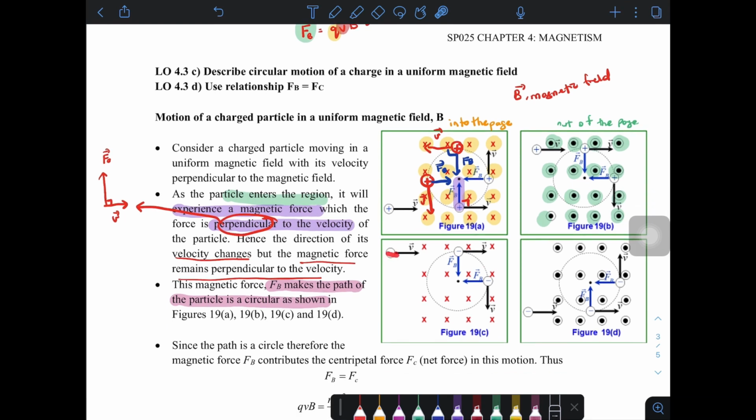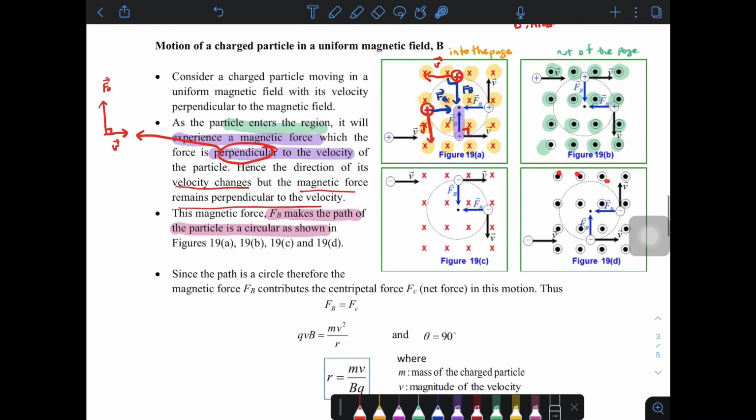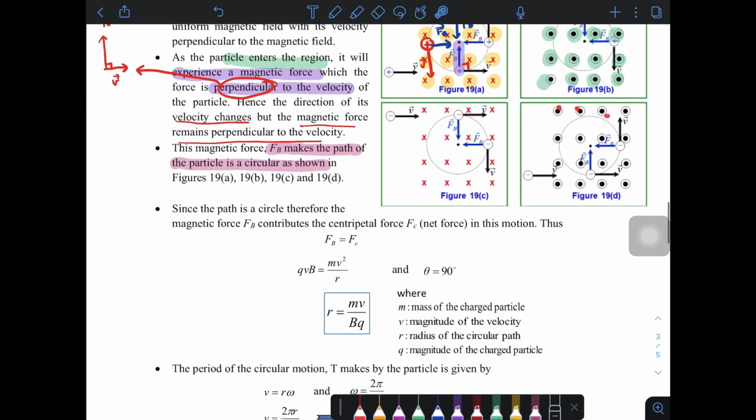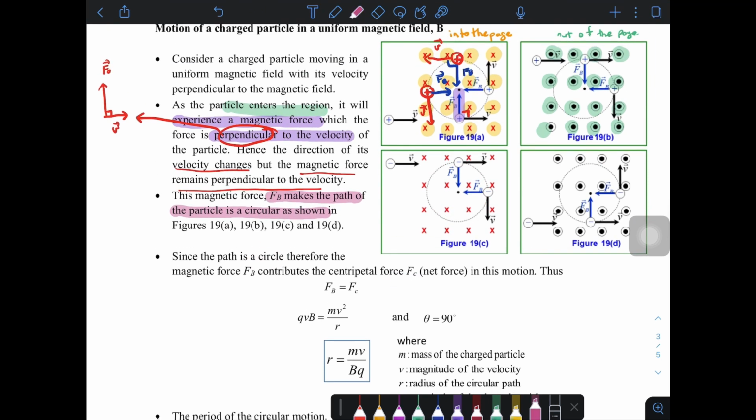So same goes kalau kita ada negative charge untuk out of the page. Right. Okay. Now, since the path is a circle, so charge kita membentuk satu bulatan, so dia akan ada force towards the center. So kamu tengok force ini toward the center. So bila force toward the center, in semester 1 chapter 6 kita belajar centripetal force. So that magnetic force is equals to centripetal force.